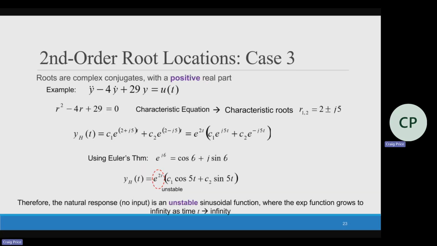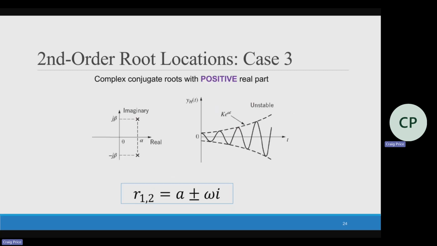Now, what happens if I have a negative? Well, if I have a negative somewhere in this equation, I can get a positive root. So that means I have an e to the positive 2t, and this will grow. So this is the root location that's going to grow like that. Let me give you an example of an unstable system.